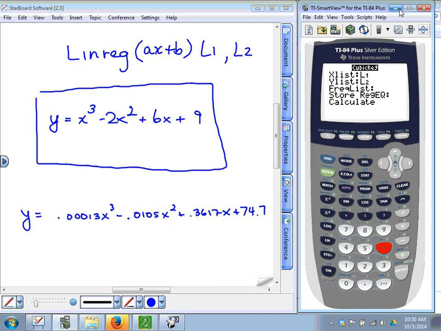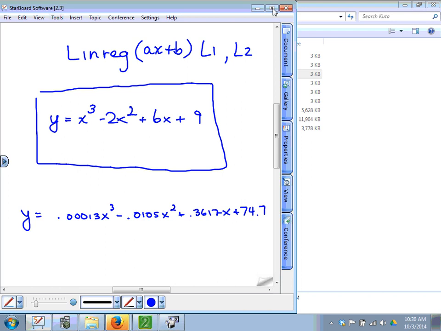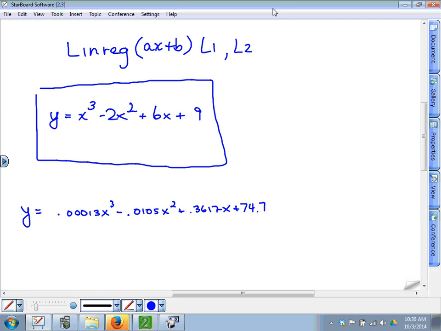Okay, I'll first show you the difference if you have the old software. If you have the old software, you still need to do this. Yours is going to say cubic, regression, L1, L2. Before you hit enter, you're going to put another comma. So if you have the old software, get to that point: L1, comma, L2, comma. No, we haven't typed anything into L3, so we're not going to use L3. That would be a 3D graph, yeah.